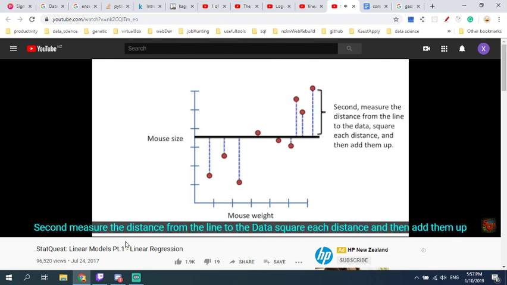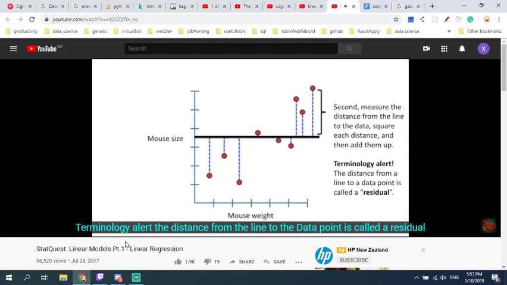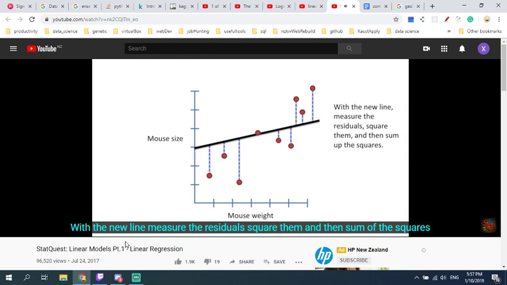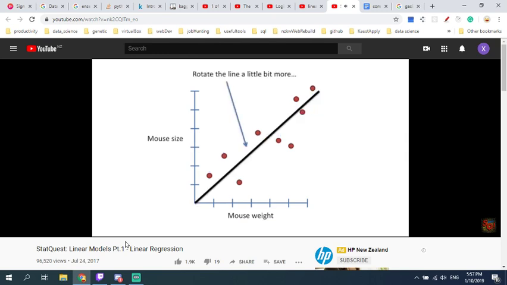Second, measure the distance from the line to the data. Square each distance and then add them up. Terminology alert. The distance from the line to the data point is called a residual. Third, rotate the line a little bit. With the new line, measure the residuals, square them, and then sum up the squares.